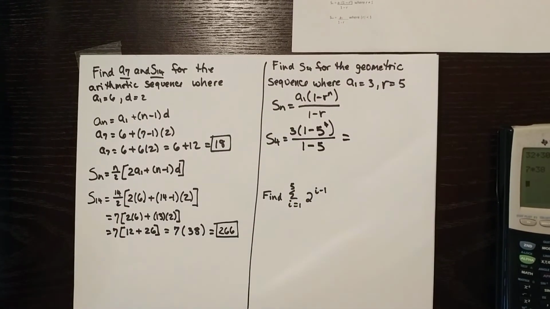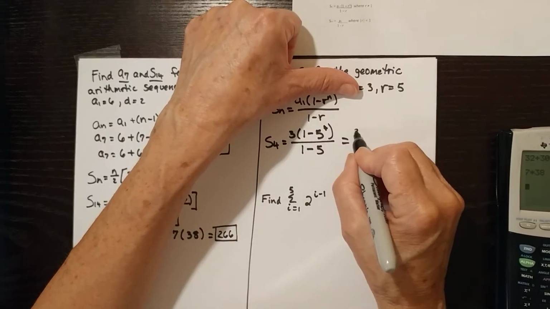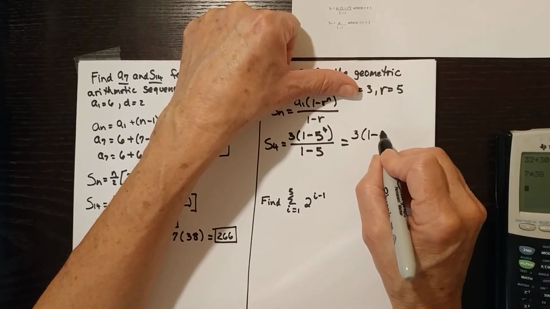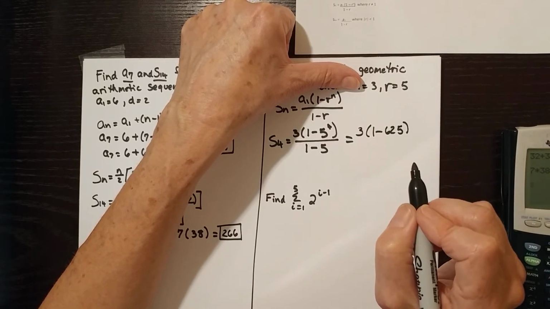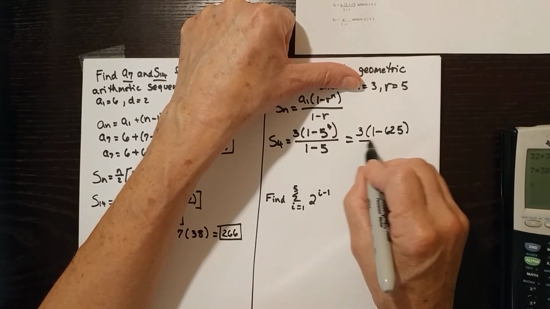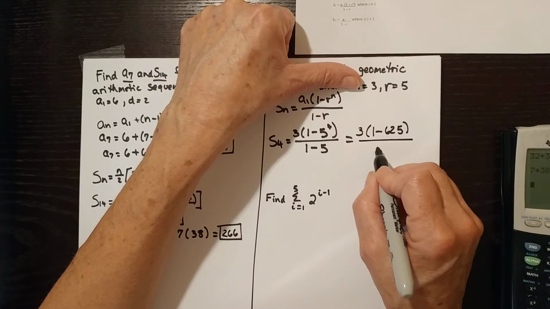Now I'm going to use order of operations. Within my parentheses in the numerator, I have to do the exponent first. So 5 to the 4th is 625. All right. And did I write the formula down? Yeah, over 1 minus 5, which is negative 4.